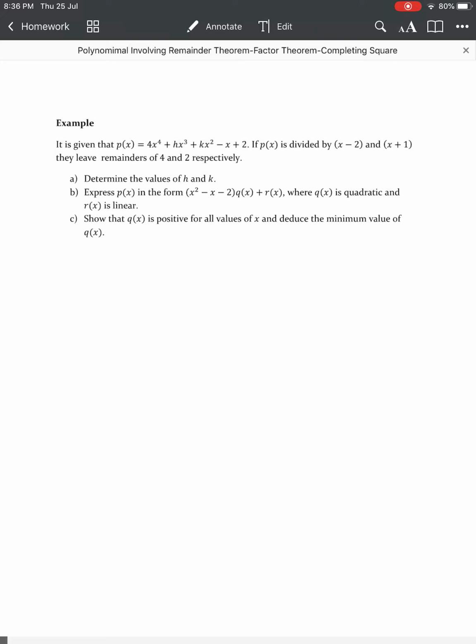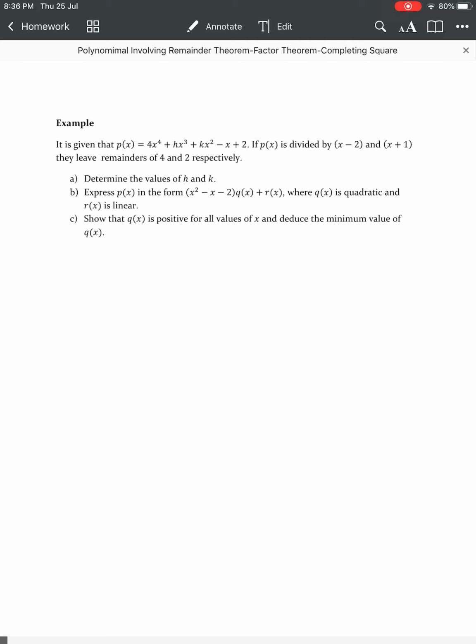Okay, hello guys. In this example, we would like to see how we're going to answer this question. It is given that p(x) is a function of 4x^4 + hx^3 + kx^2 - x + 2. If p(x) is divided by x - 2 and x + 1, they leave the remainders of 4 and 2 respectively.